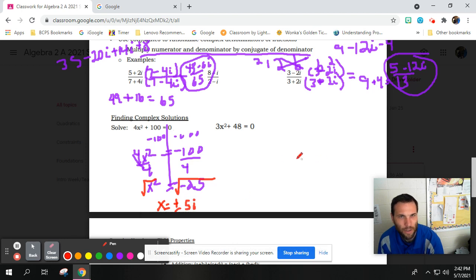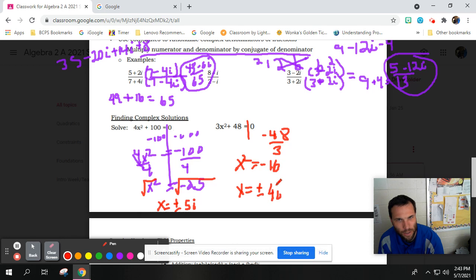5i. And then same thing right here, minus 48 both sides, divide by 3. And x squared equals negative 16. And so x is equal to plus and minus 4i. And you take the square root of both sides to cancel it off.